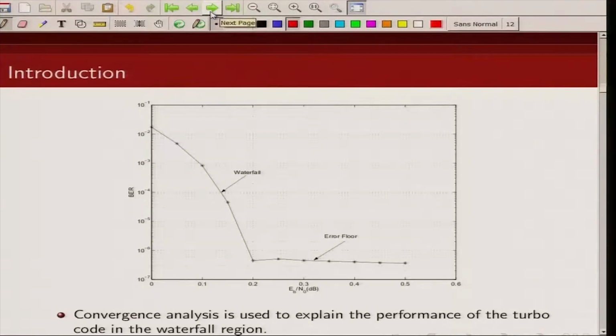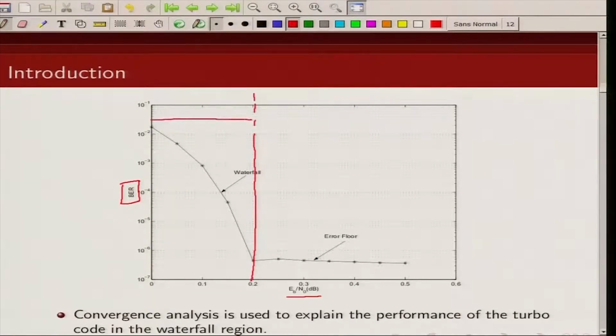So, this is a typical performance of a turbo code. If we take a large enough block size, this is for a block size of I think 65,000 plus, this is the typical performance of a turbo code. On the x axis I have signal to noise ratio, and on the y axis I have plotted bit error rate. Now, you will see there is a region.